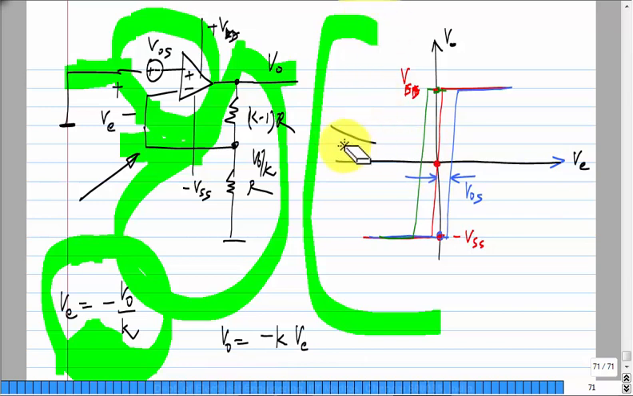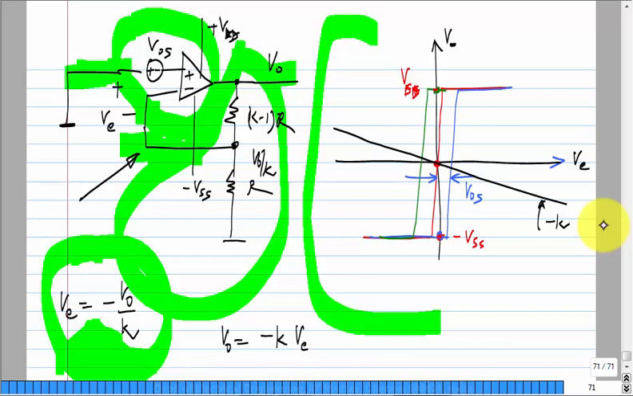So let me draw a line like this. The slope of this is minus K. Also, we have done some analysis earlier. What is the slope of the op-amp characteristic in the middle region? A naught. It's the gain of the op-amp. And the slope of this line is minus K. Now, what is the relationship between these two?